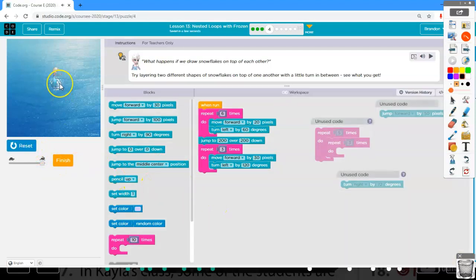So we drew the triangle on top of what? On top of that. And then it says, but we want to do a little turn in between our 2 shapes. So let's just put a slight turn in there.